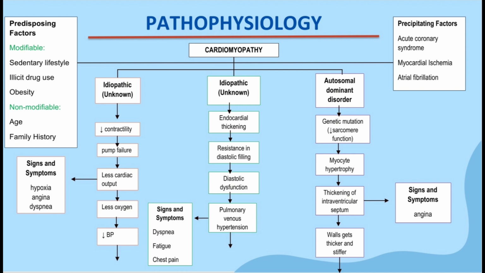By incorporating exercise into daily routines, individuals can strengthen their heart muscles, improve blood circulation, and maintain a healthy weight. Illicit drug use. Illicit drug use such as cocaine and amphetamines can have detrimental effects on the heart, including the development of cardiomyopathy. By avoiding illicit drug use, individuals can reduce the risk of cardiomyopathy associated with these substances.